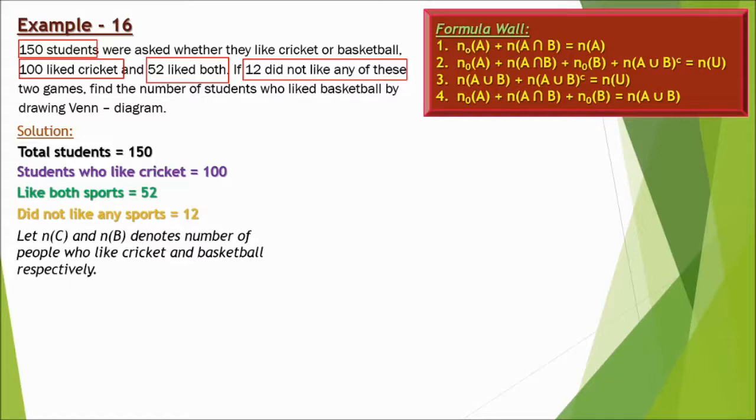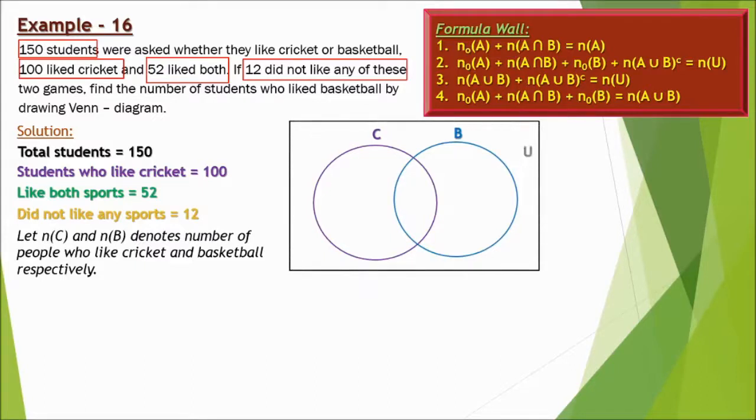So don't worry about it. Let's draw the Venn diagram first. This is the circle for cricket, and another circle is for basketball. And a rectangle, you will see, for the universal set U.